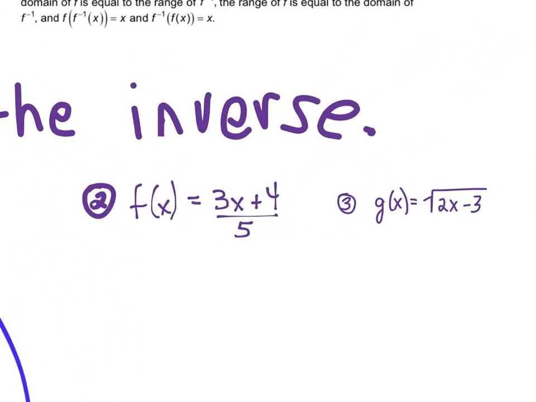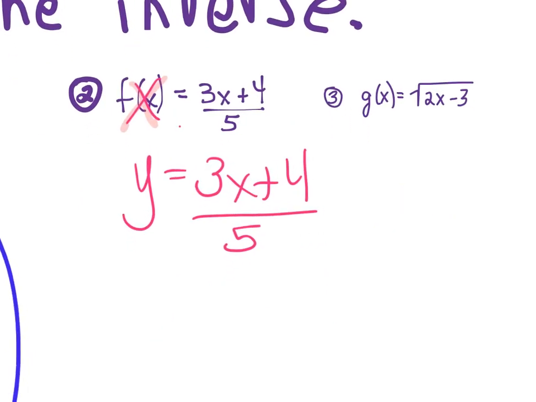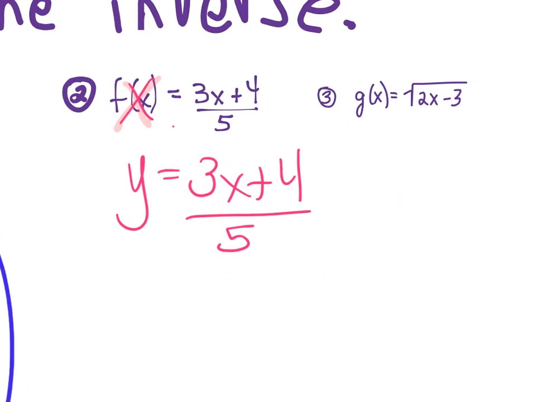So if I look at this one, f of x, I change that and make it a what? Y. Okay, thank you. So y equals 3x plus 4, divide by 5. I have absolutely no idea why I'm writing so big. What's my next step? That if I don't do, I'm going to get the whole problem wrong. We have to switch. So I have x equals 3y plus 4 divided by 5.